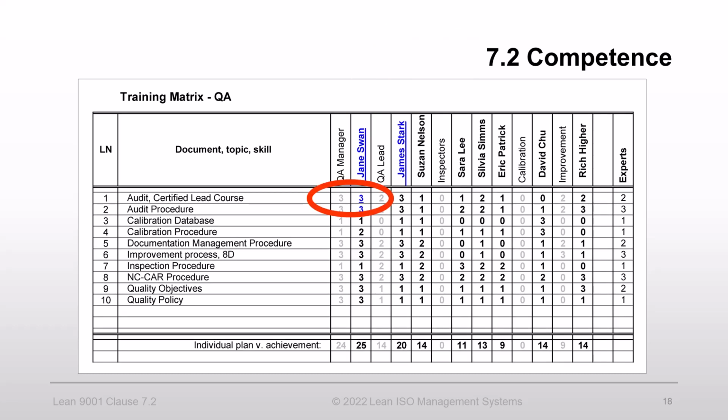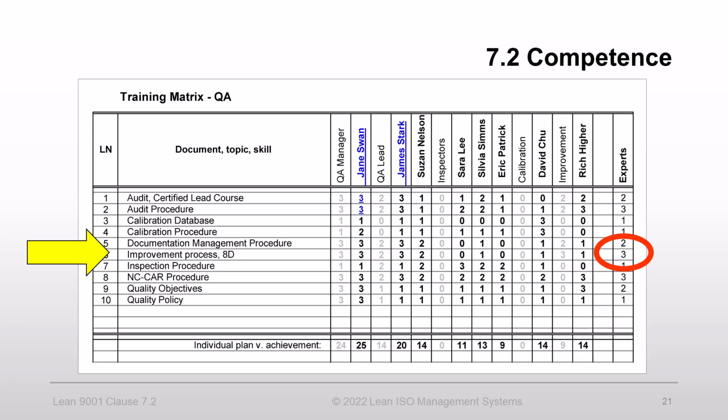For example, our QA manager Jane Swan has a target for knowing internal auditing as an expert, and she has achieved this level. The matrix also shows numerous trends, such as employee summary achievements versus targets. For example, our QA lead, James, is expected to show a total knowledge level of 14 while achieving 20. Another metric we may find helpful is the number of experts per topic. Let's say we need to perform an 8D improvement project. Looking at the matrix, we can quickly identify that we have 3 experts in this area to lead our project.